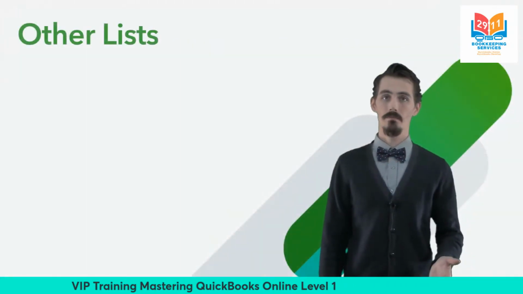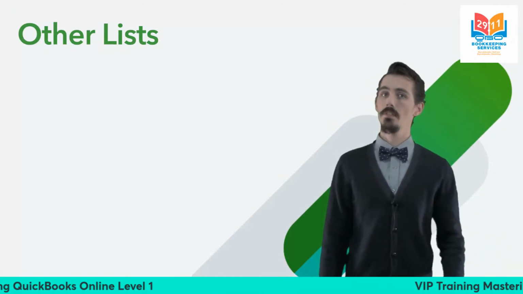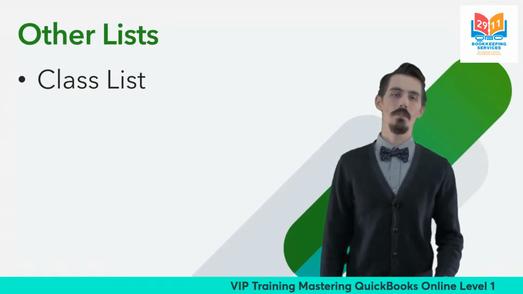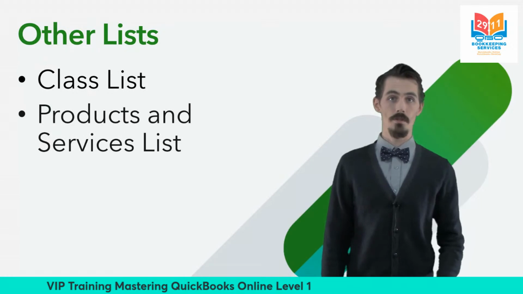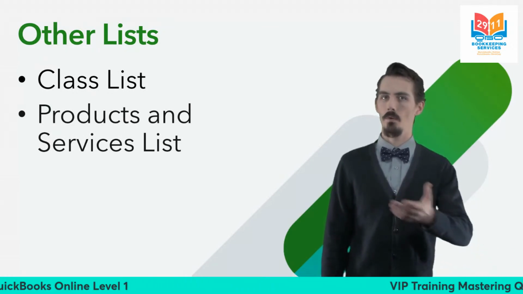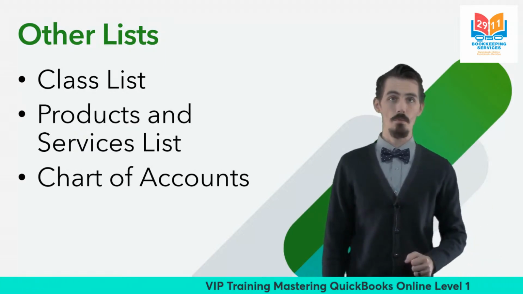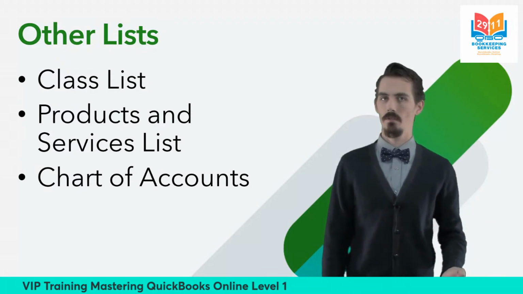All of the lists that are not names lists are other lists. Some examples include the class list, and that lets you divide your business into departments or funds. There's also the products and services list, which helps you organize information about the things that you sell or the services you provide to your customer. There's the chart of accounts, which is used to categorize all of your financial transactions.